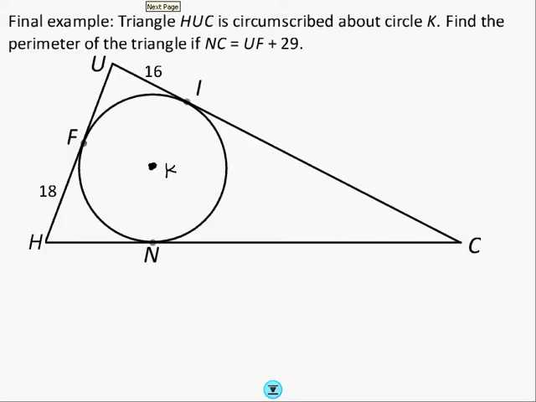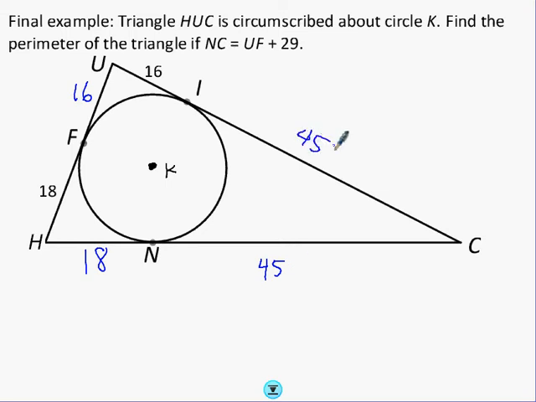Okay, again, ice cream cone theorem. Now, you can imagine one ball of ice cream and 3 ice cream cones, 2 rather ridiculous looking ice cream cones. Okay, if UI is 16, so is UF. If FH is 18, so is HM. And then they tell us NC, that's this guy, is UF plus 29. Well, if UF is 16, then NC is 45. And if NC is 45, so is IC.